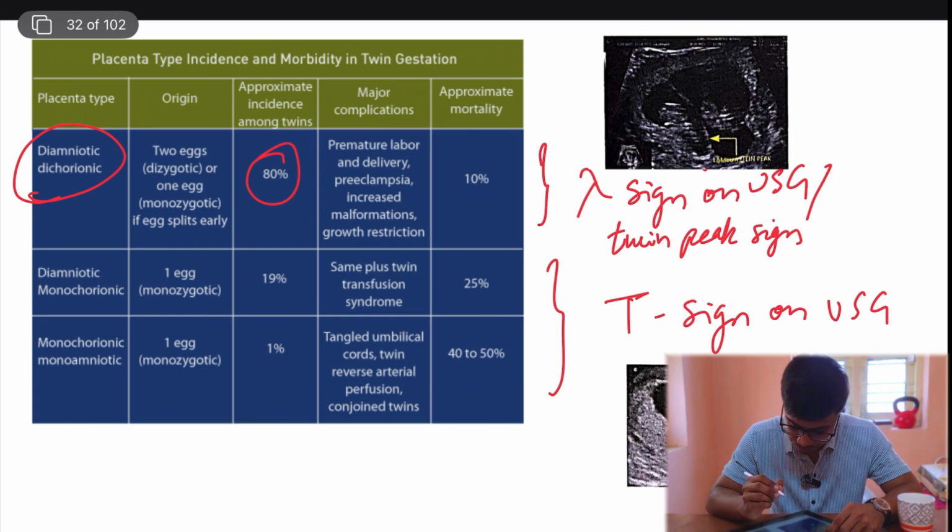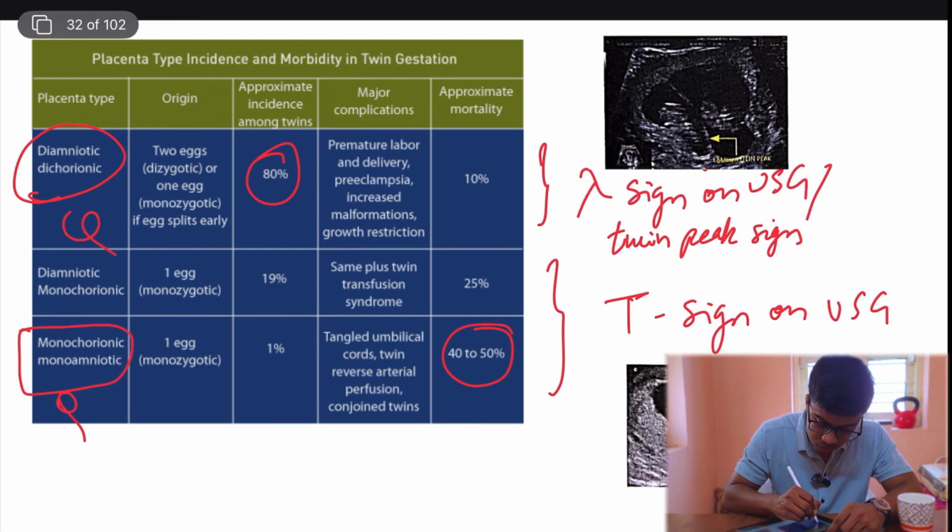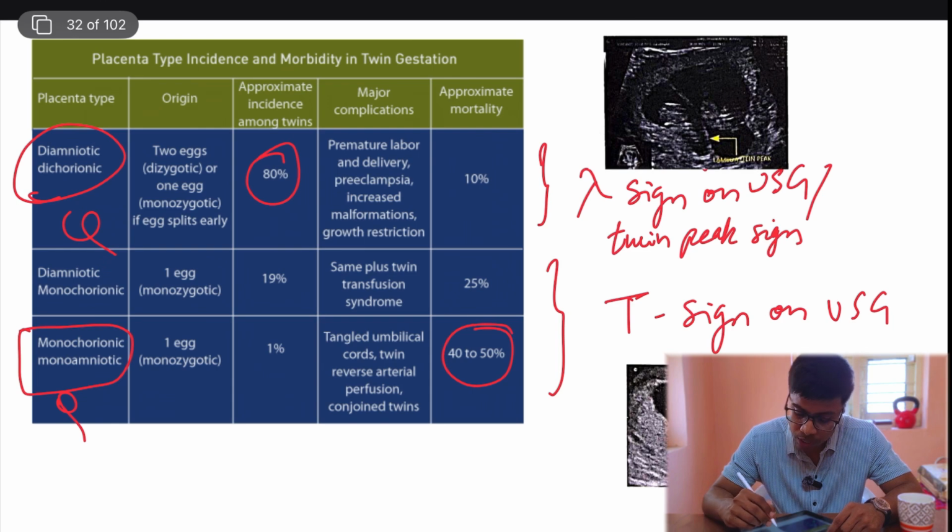Apart from that, approximate mortality will be more, 40 to 50%, in monochorionic monoamniotic twins. Again, this is an important question. And apart from that, there are two slides that are very important.